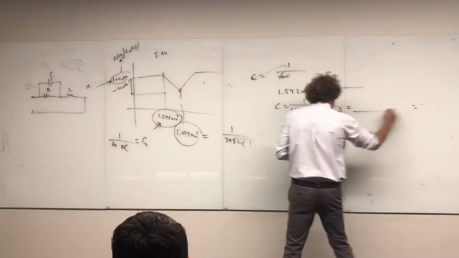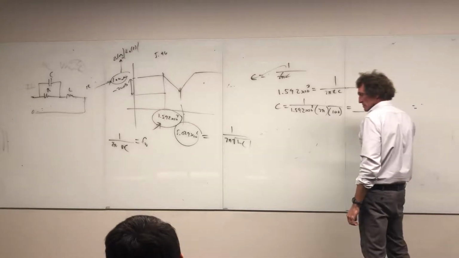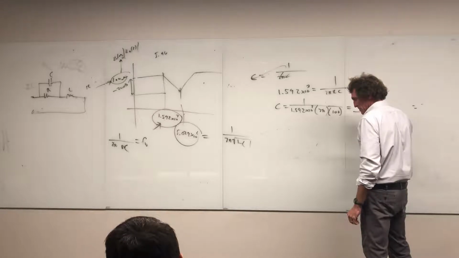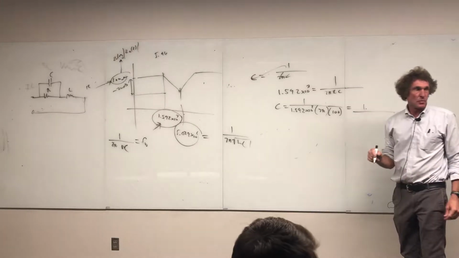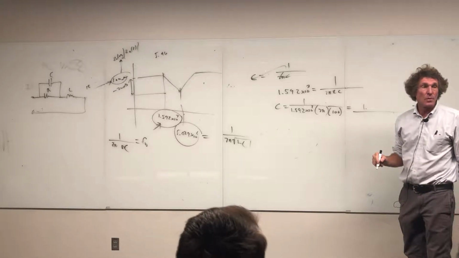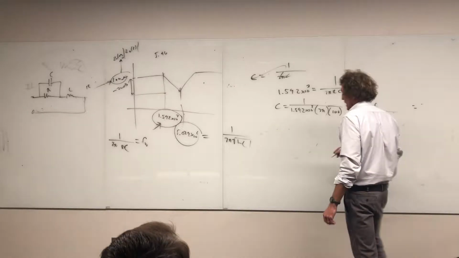Now what do you get for a value? 9, or round it up to 10. What did you get? 1 microfarad. Yes, 1 microfarad for capacitance.